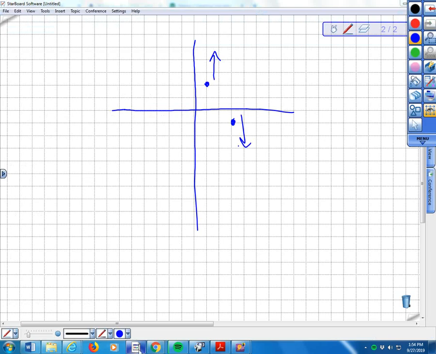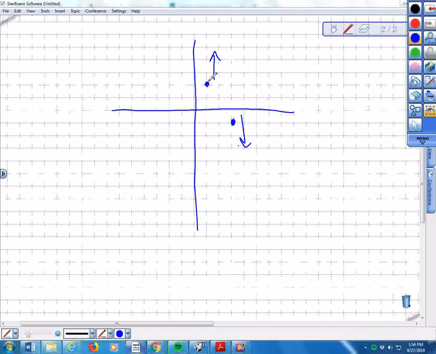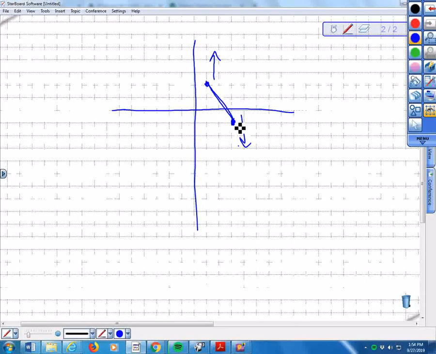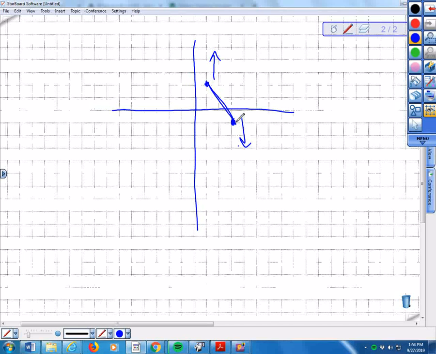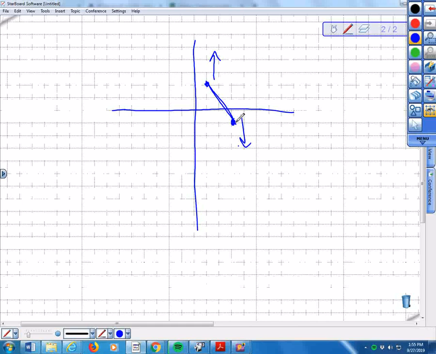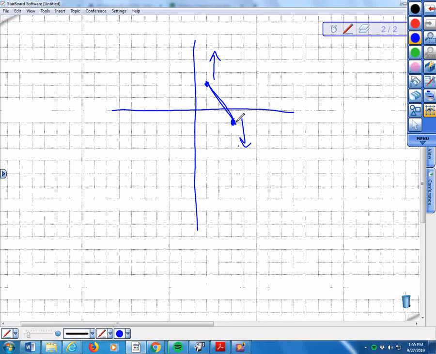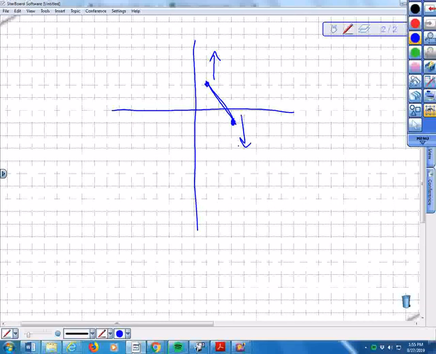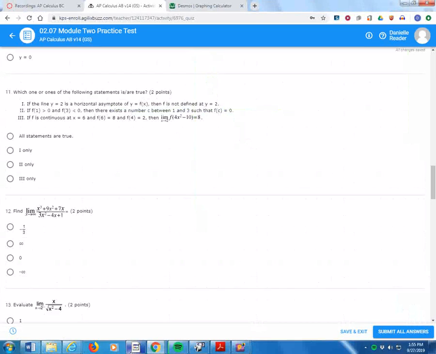Well, that's true, because in order for it to go from this number to this number, it's got to cross the x-axis. And that means y is equal to 0 at some point between 1 and 3. We don't know exactly because they didn't give us the function, but we definitely know it crosses the x-axis there. So 2 is true. 1 is true. My only choices are 1, 2, and 3 only, or all statements. And since 1 and 2 are true, I'm going to say that all statements must be true, but let's look.